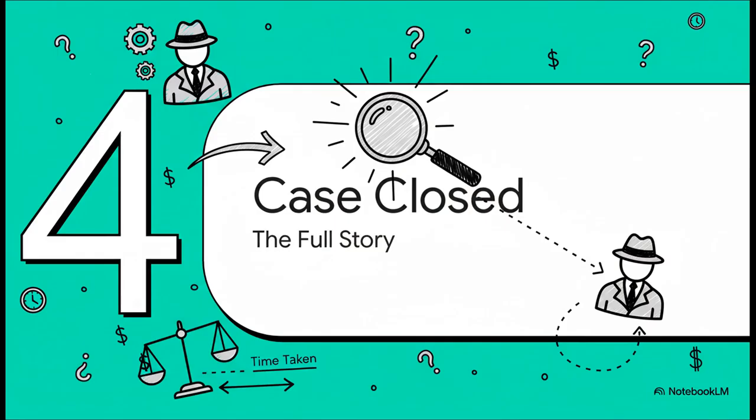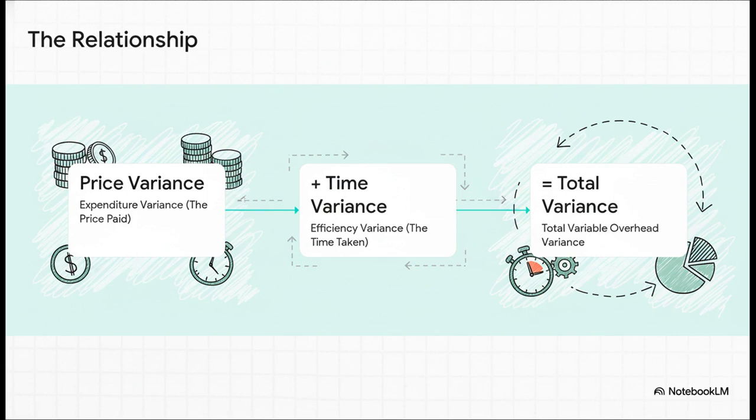Okay, we've grilled our two main suspects, price and time. Now it's time for the big reveal. Let's bring it all together, close this case, and see exactly how they explain the entire mystery. And this is the beautiful part. This is how it all connects. The price variance and the time variance, they aren't two separate stories. You simply add them together, and guess what? They will always, and I mean always, equal the total variance we started with. It's perfect. They are the two pieces of the same puzzle.